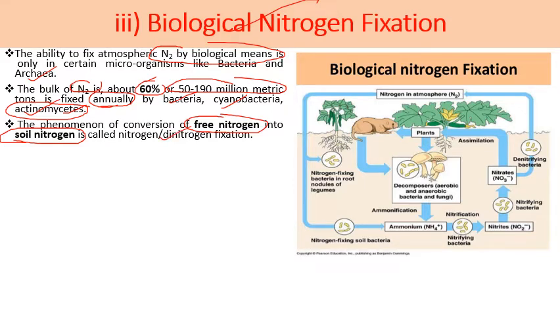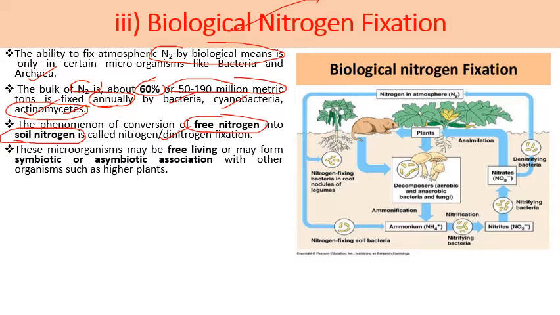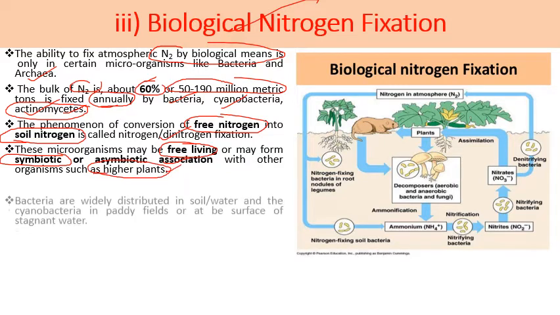So when we convert free nitrogen, that is atmospheric nitrogen, into soil nitrogen, which is absorbed by plants and is available for the plants, this method is known as nitrogen fixation or dinitrogen fixation. These microorganisms may be free living, that we have already discussed, or may form symbiotic or asymbiotic association with other organisms such as higher plants for the fixation of nitrogen.